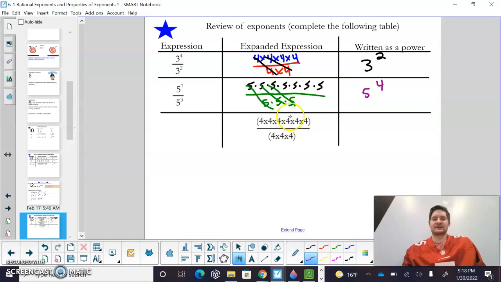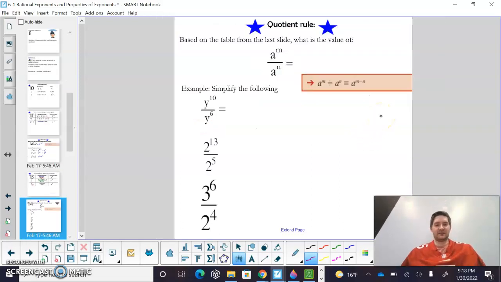This one tells us we have 4 to the 6th power. We're going to divide that by 4 to the 3rd power, and that ends up with 4 to the 3rd power. Again, based on the table, a to the m divided by a to the n, as long as it's the same base, is the quotient rule: m minus n is what I'm writing here on the screen.